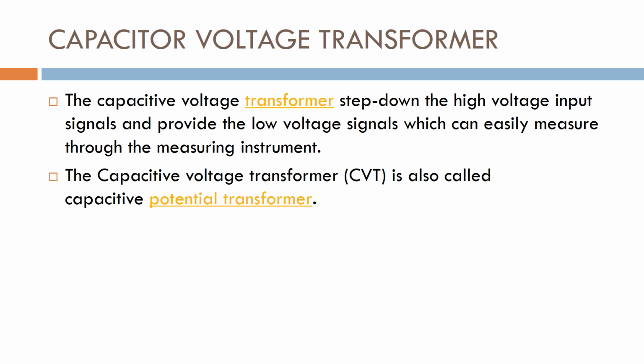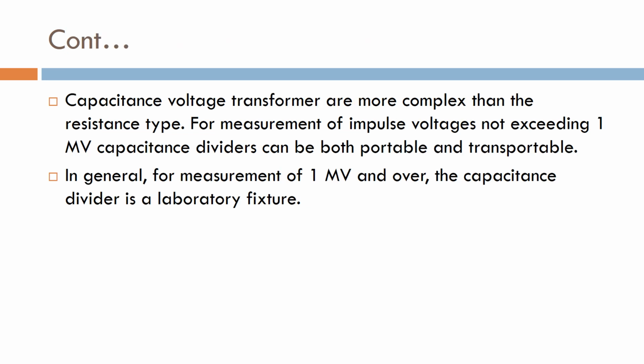Capacitive voltage transformers step down the high voltage input signal and provide a low voltage signal, which can easily be measured through the measuring instrument. The capacitive voltage transformer is also called the capacitive potential transformer. The capacitive voltage transformers are more complex than the resistance type.